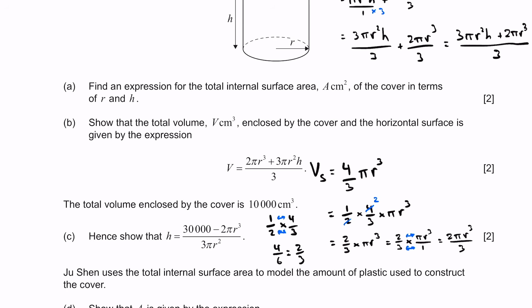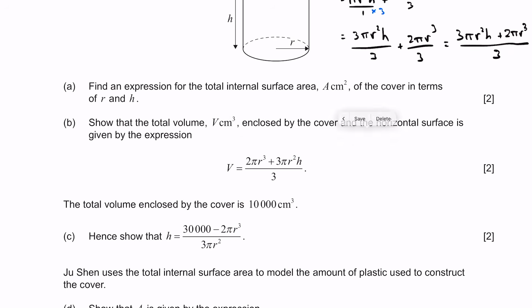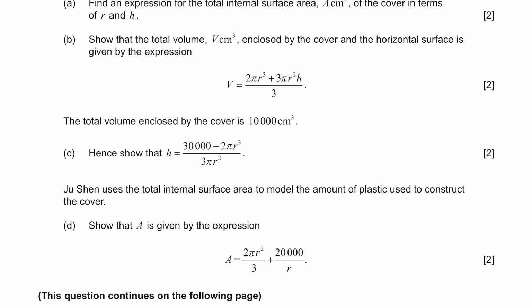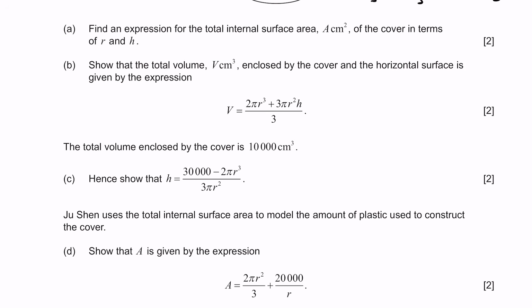Okay, I'm going to clear some of this up. The total volume enclosed by the cover is 10,000 cubic centimeters. Hence, show that h equals 30,000 minus 2 pi r cubed over 3 pi r squared. Okay, so we know the volume. This is actually, to be honest, just an algebra-heavy question. It's a rearranging question. We know the volume is equal to 10,000 centimeters cubed.